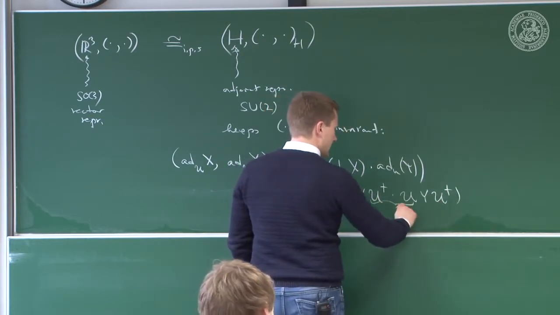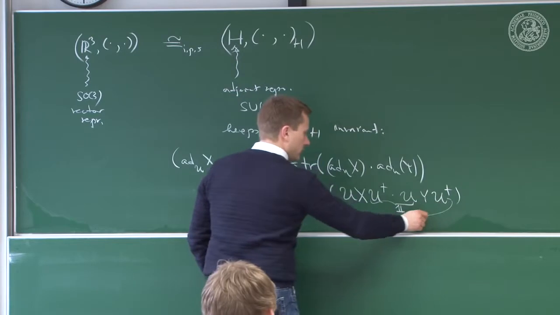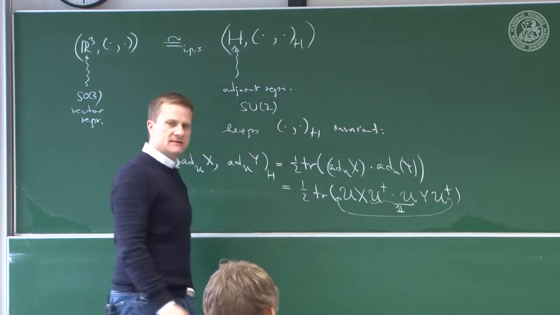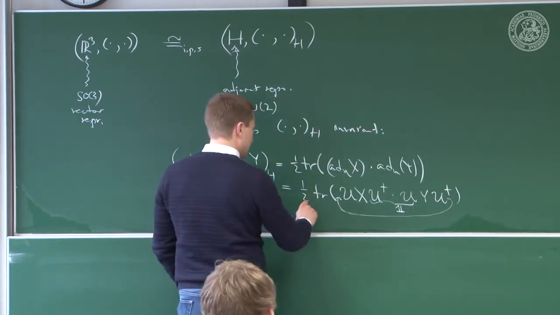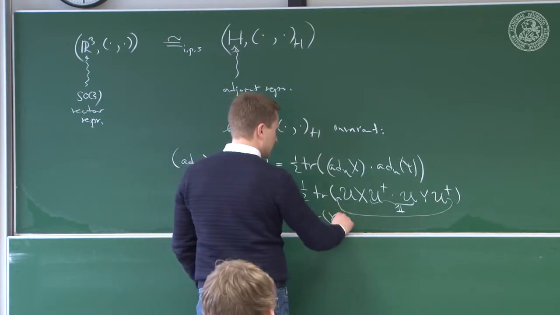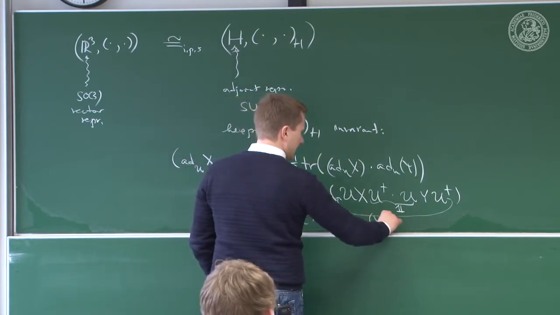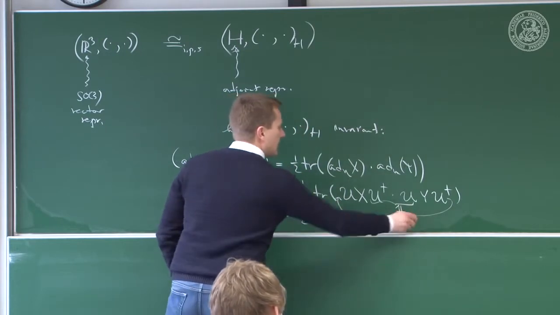But now this is the identity, and you can also pull this u dagger here because of the cyclicity of the trace. This is yet another identity. This is 1/2 trace x dot y, and this is just x, y, h. Aha.